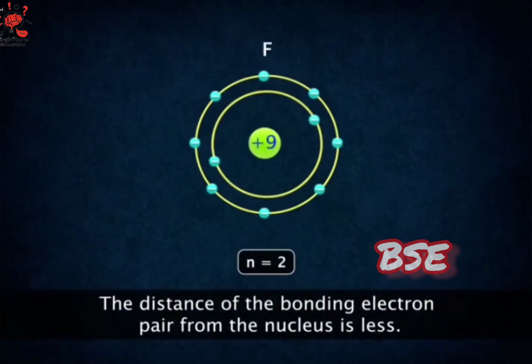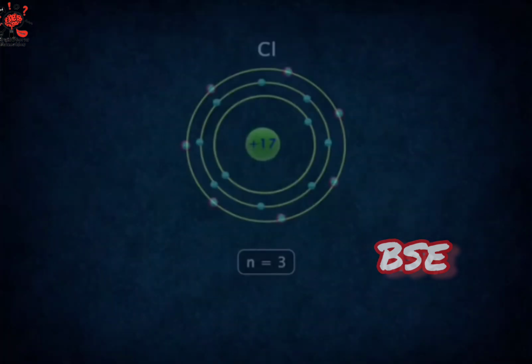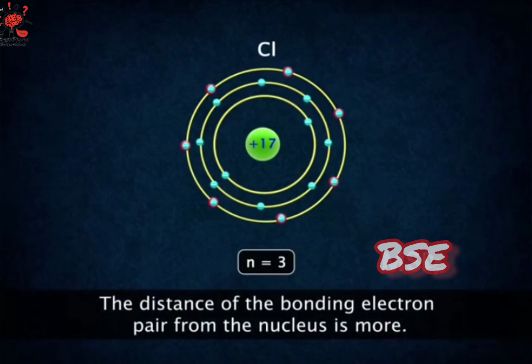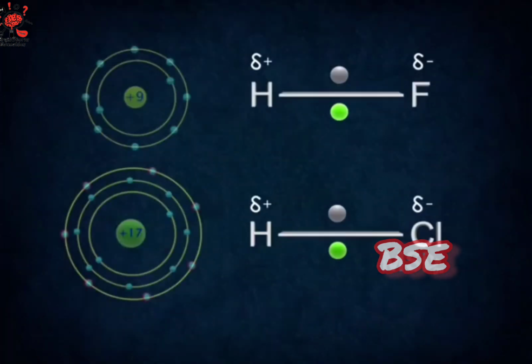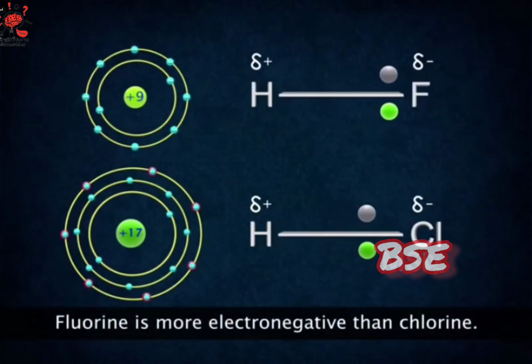In the case of fluorine, the bonding electron pair is closer to the nucleus, and the attraction is therefore high. In the case of chlorine, the bonding electron pair is further away from the nucleus, and the attraction is lower. Fluorine is therefore more electronegative than chlorine.